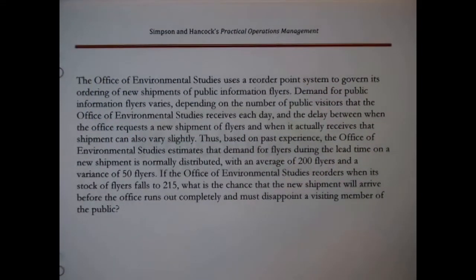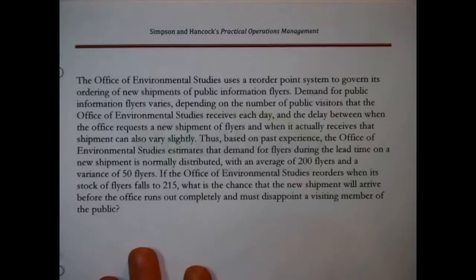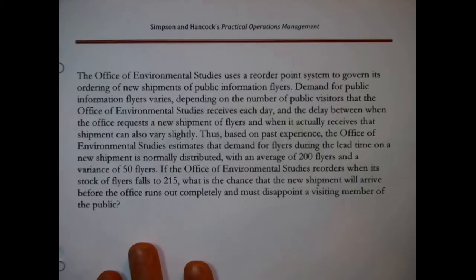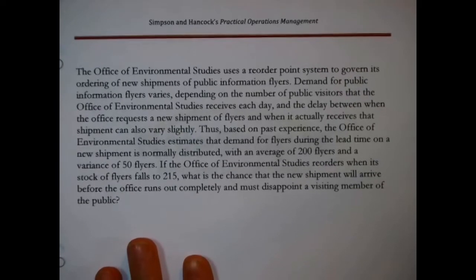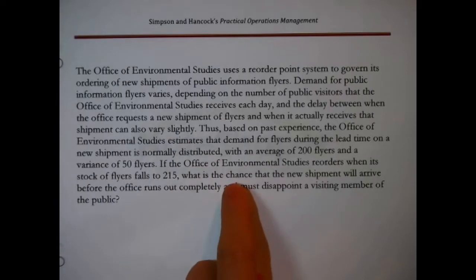The Office of Environmental Studies uses a reorder point system to govern ordering of new shipments of public information flyers. Demand for public information flyers varies depending on the number of public visitors the Office of Environmental Studies receives each day, and the delay between when the office requests a new shipment of flyers and when it actually receives a shipment can also vary.